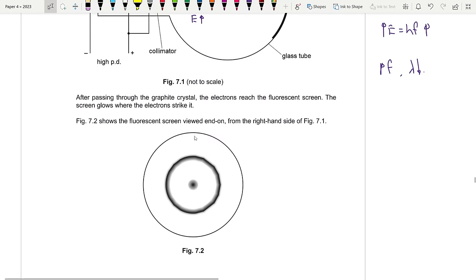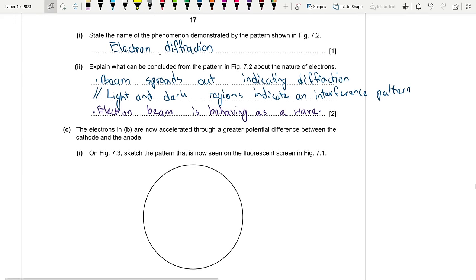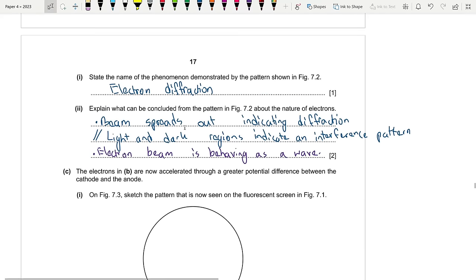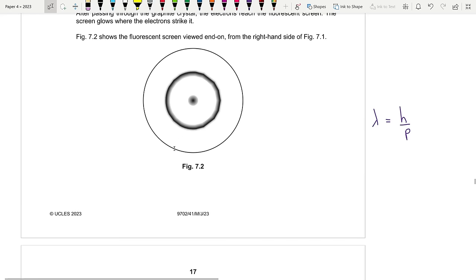Basically, as frequency increases, we know that the de Broglie wavelength is like this. De Broglie wavelength is equal to h by p. Or you could think of it this way. Since the particles or electrons are accelerated through a greater potential difference, they have higher velocity, they have higher momentum, and if momentum increases, since they're inversely proportional, lambda must decrease.